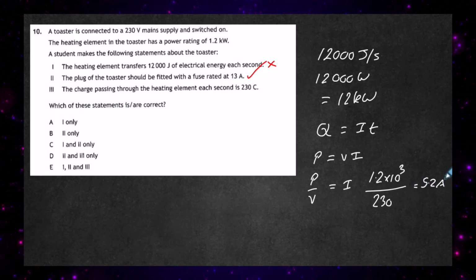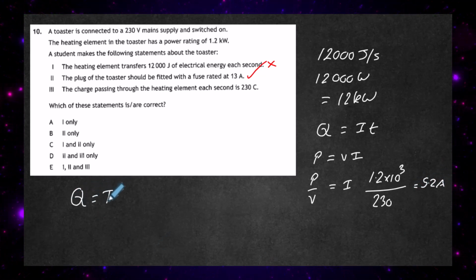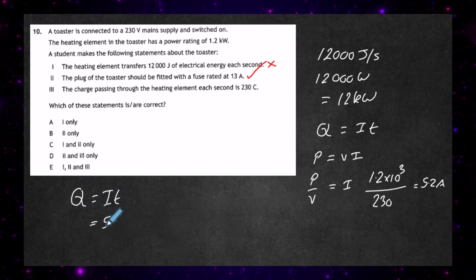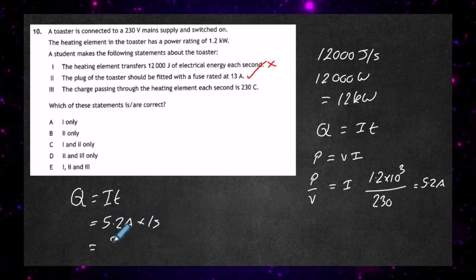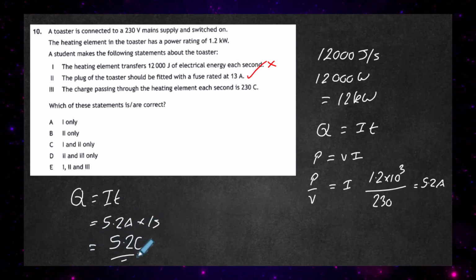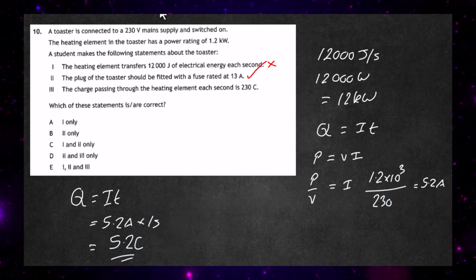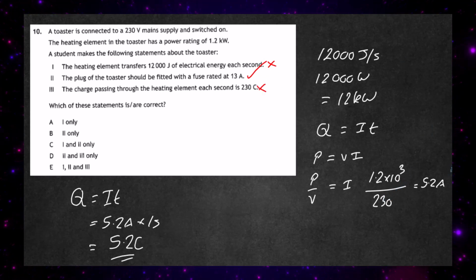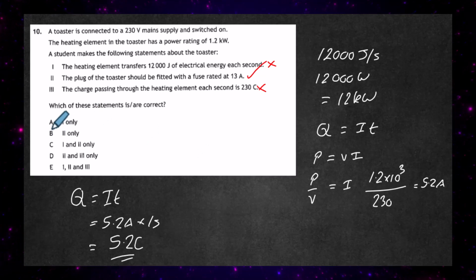5.2 amps. So we know that Q equals I T, and that's for 1 second, so we get 5.2 amps times 1 second. That gives us 5.2 coulombs of charge flowing through it each second, which is definitely not 230. So statement 3 is wrong. So we've only got one statement correct here, statement 2, and it's going to be answer B.